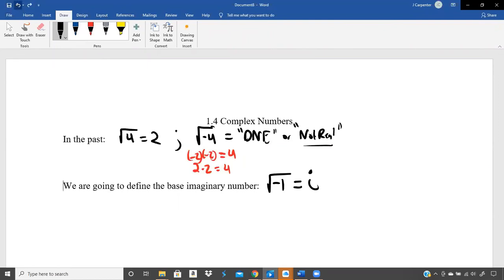So we have literally just said the square root of -1 is i. This is the base imaginary number. When you get square roots of negatives in this class, don't you ever say it does not exist. Don't you ever say it's not real. You're going to be turning them into i's.